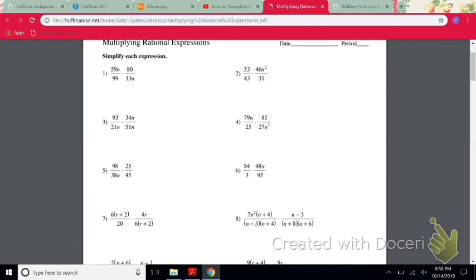Alright, so I just left you some review work. The first thing for today, Monday, is that we're just going to do multiplying rational expressions.